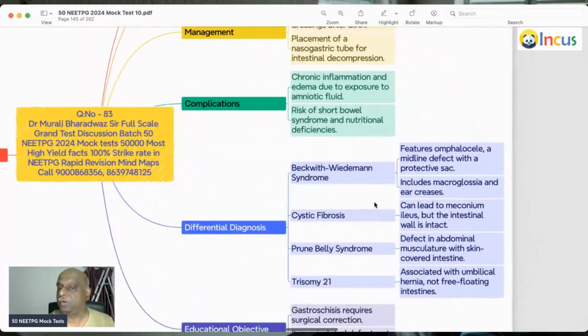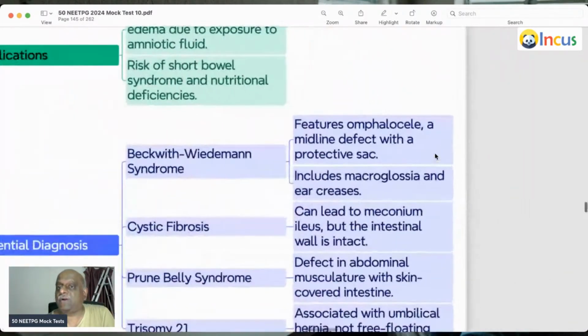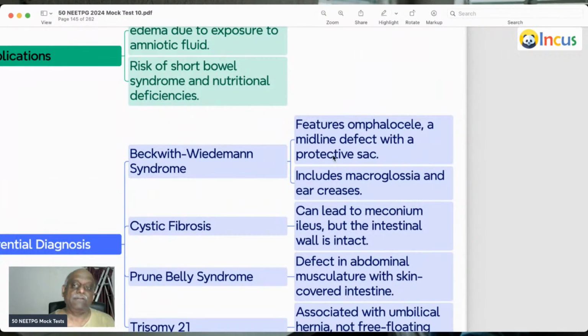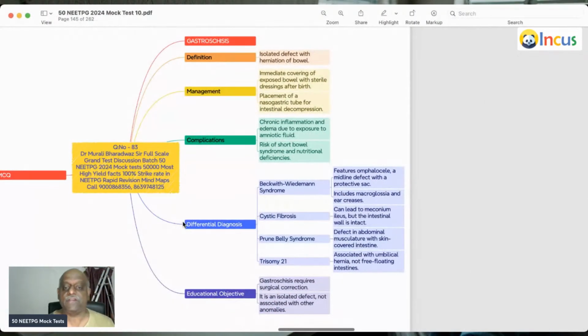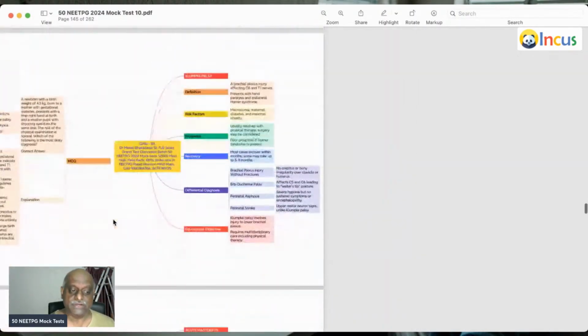So you need to know, if it is Beckwith-Wiedemann syndrome, there will be features of omphalocele, a midline defect with a protective sac, along with macroglossia. Ear creases are a very, very characteristic feature, is what you need to understand.